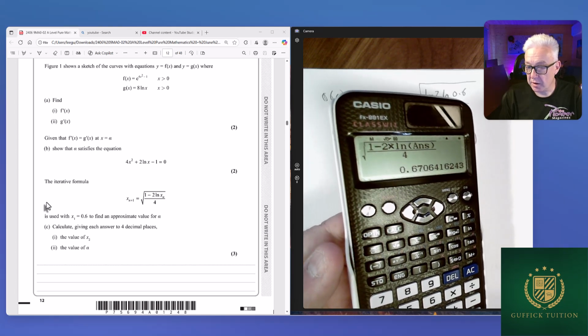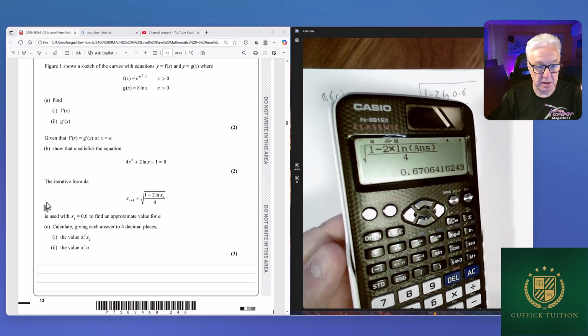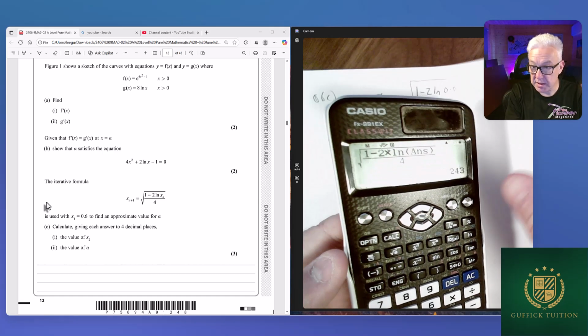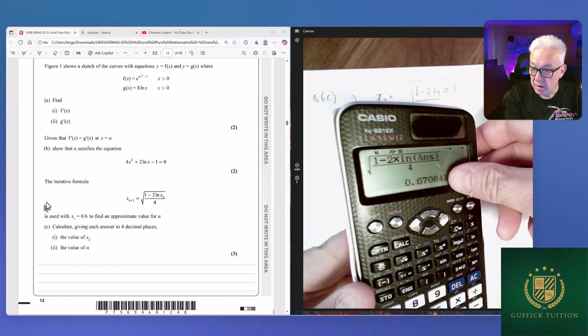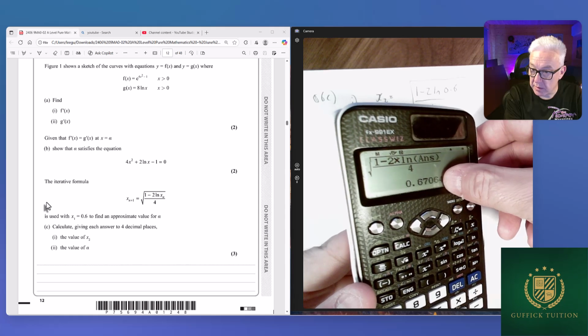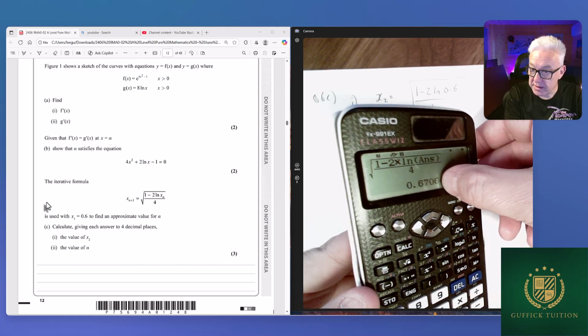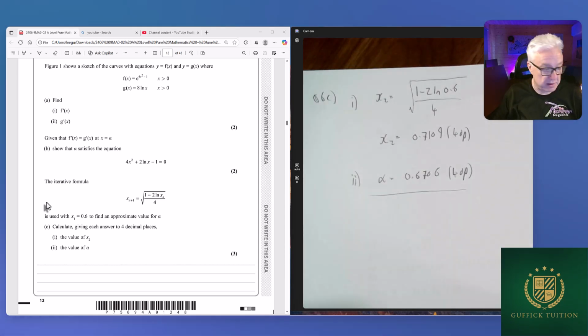Now obviously, you know, this is just as accurate as the calculator can go, but our value of alpha correct to 4 decimal places is just going to be this expression here, but to 4 decimal places. So it's going to be 0.6706, and that's our answer for alpha.